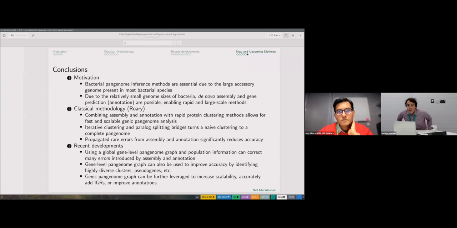I should also say that if you run IGR methods like Piggy, you can run Piggy downstream of Panaroo as well. So if you want to run IGR methods on Panaroo output, you can do that. You can also, of course, do a GWAS on the IGR gene graph, so the presence or absence of IGRs.